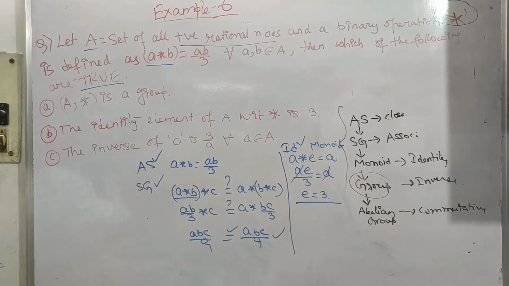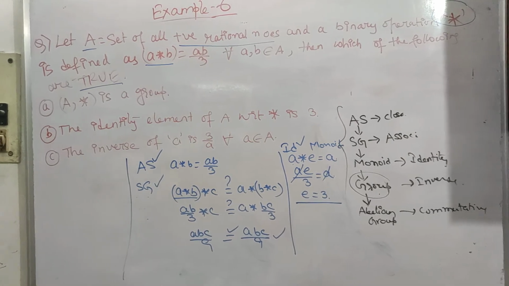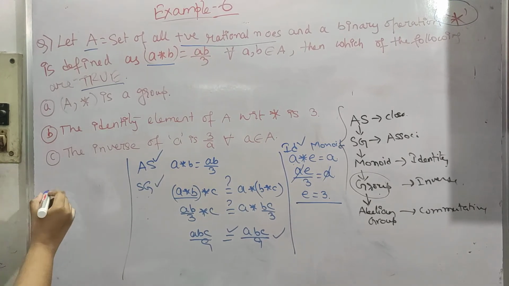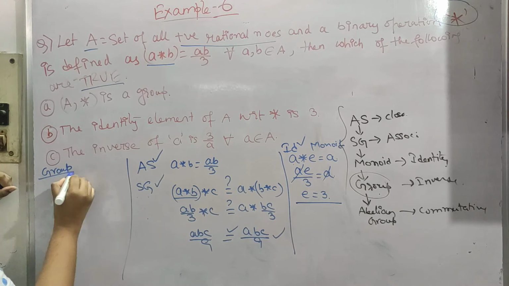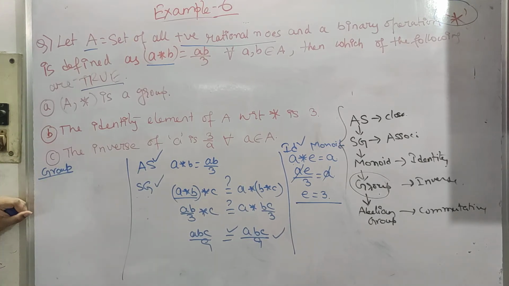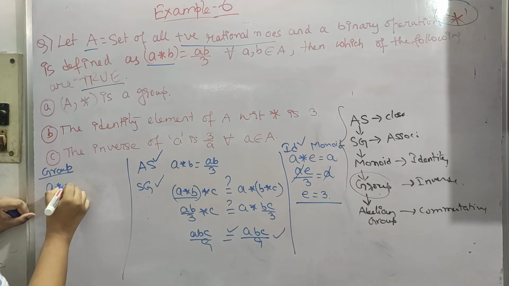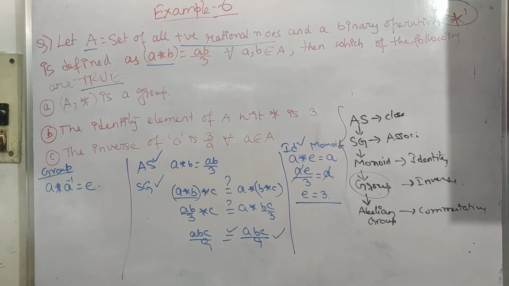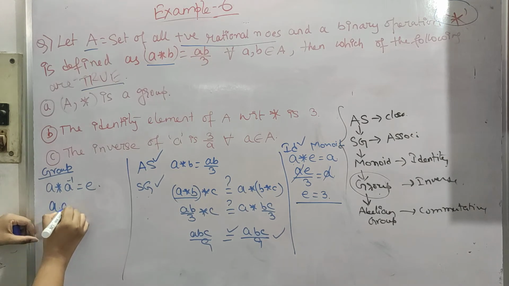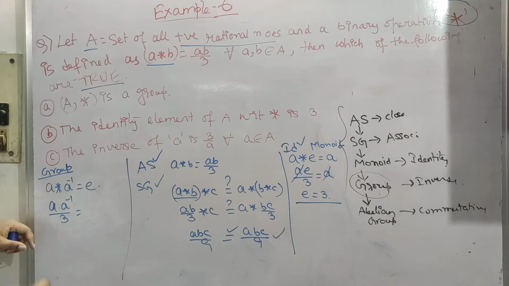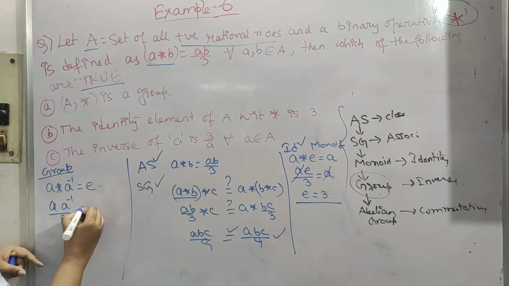Now next we have to find out if it is a group or not. For that, you have to find out whether the inverse exists or not. Let's say A star A inverse is equal to E. Now A into A star divided by 3, and E is already 3, so this is 3.